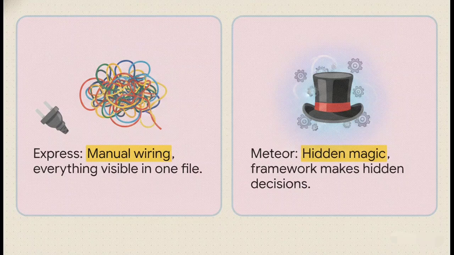Then on the complete opposite end of the spectrum, there's something like Meteor, which represents hidden magic. Data just magically syncs itself, and the framework makes 100 decisions behind the scenes that you never even see. NestJS, well, it sits somewhere entirely different. It forces you to make every single decision yourself. Absolutely no magic, but it gives you a very strict, specific vocabulary of about 30 words to make those decisions consistently. And today, we are going to master that vocabulary.